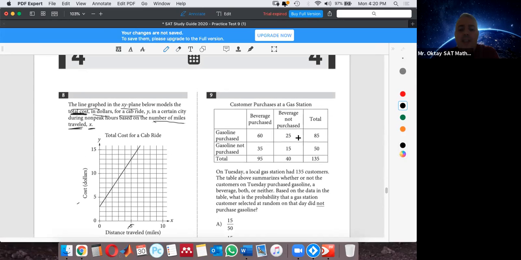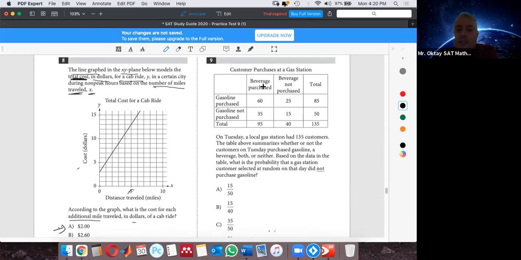Now, question number 9. Let's have a read. Customer purchases at a gas station: gasoline purchased, gasoline not purchased, total; beverage purchased, beverage not purchased, and total. On Tuesday, a local gas station had 135 customers. The table above summarizes whether or not the customers on Tuesday purchased gasoline, a beverage, both or neither.